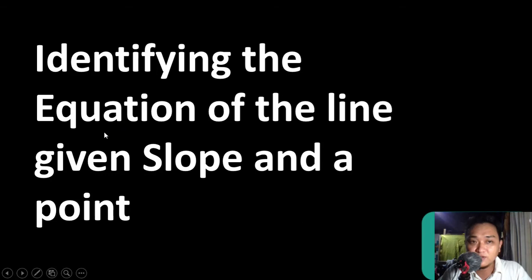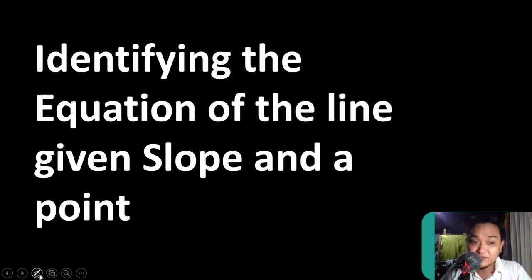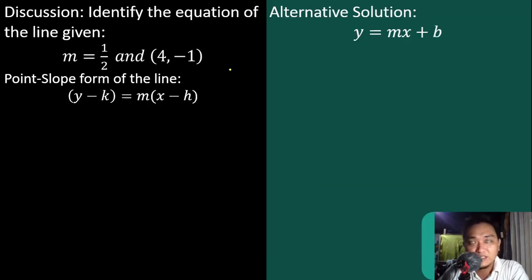Now, this time, we're going to identify the equation of the line given slope and a point. So let's say we want to identify the equation given the slope, which is 1/2, and a point that passes through that line, which is 4, negative 1. Kamukha rin siya, no? Or kawangki rin siya ng mga previous natin na ginagawa. The only difference is that yung kung kanina 2 points, kukunin pa natin yung slope. This time, given na yung slope. So, sa tingin ko, mas magiging madali na yung trabaho natin.